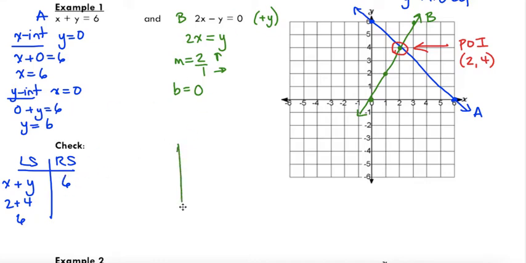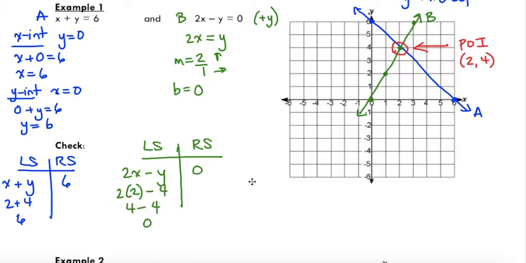I'm going to do the same thing with my equation 2. So the left side and the right side. The left side of my equation is 2x minus y, and the right side is 0. Again, I'm going to substitute in the values for x and y. So 2 times 2 minus 4. So 2 times 2 is 4, and 4 take away 4 is 0. So again, the left side equals the right side.